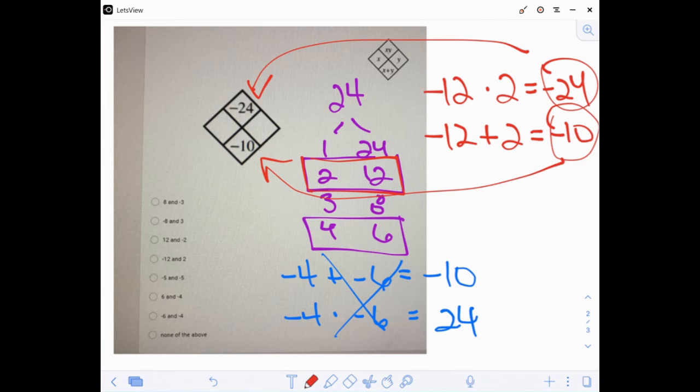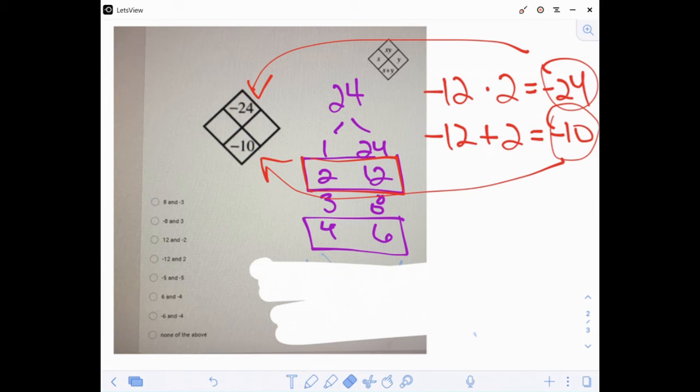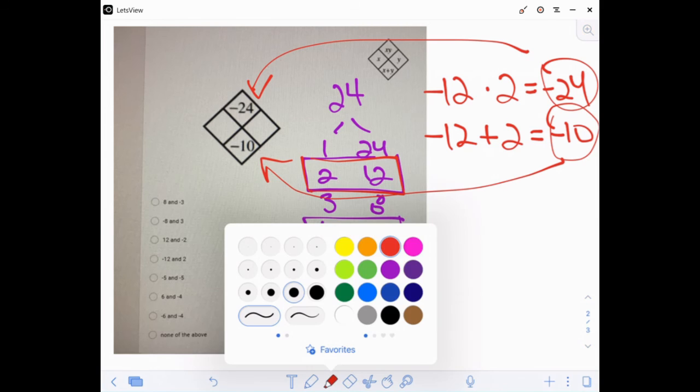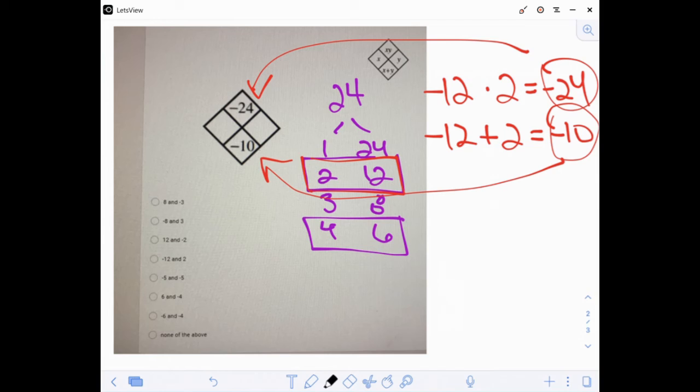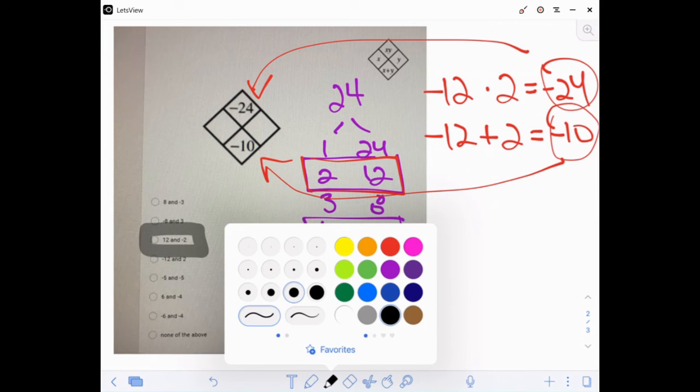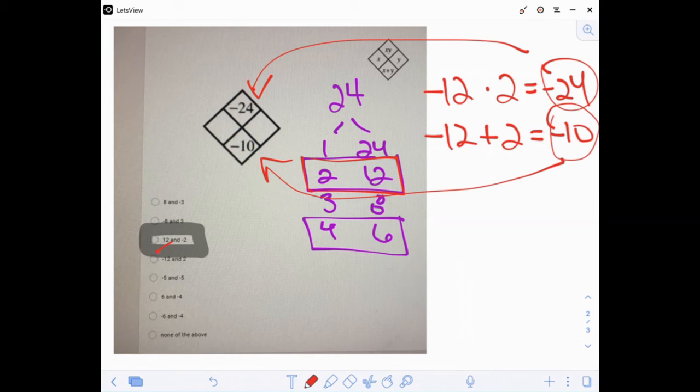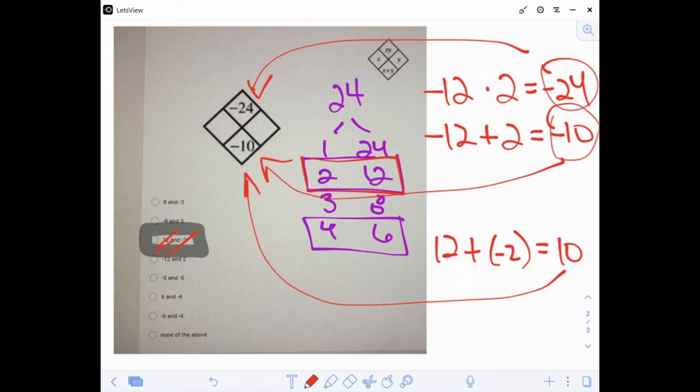Okay, so let me clear a little bit of space because I have a second. I want to explain one last thing. I noticed that there were quite a few students that went ahead and circled 12 and -2. But that's not correct, okay? 12 and -2 isn't correct because if we added 12 plus -2, that equals 10. So that is not what we have there. We have -10. So this is no good. So 12 and -2, that's definitely different than -12 and 2. Okay?